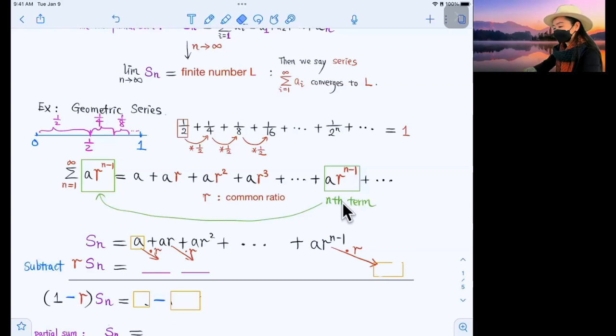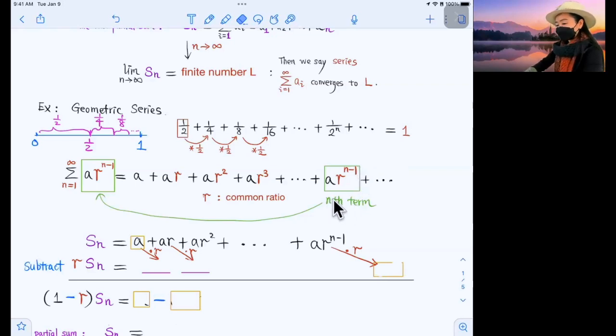Right? Okay. Now the nth term over here is going to be A times R to the n minus 1. Okay, this is the nth term. The first one is just A. The nth term is A times R to the n minus 1.